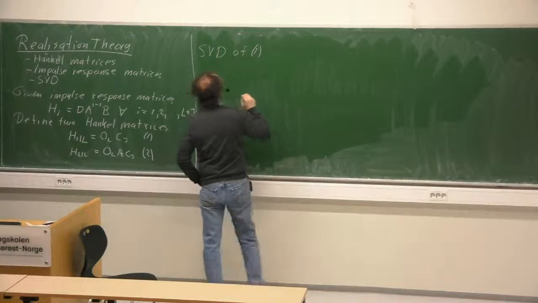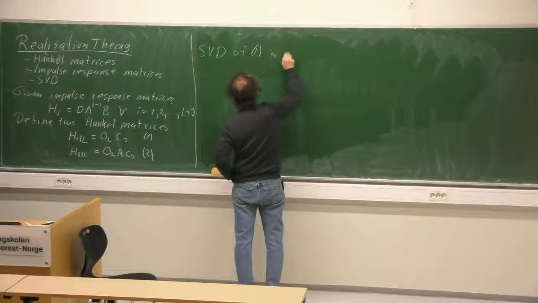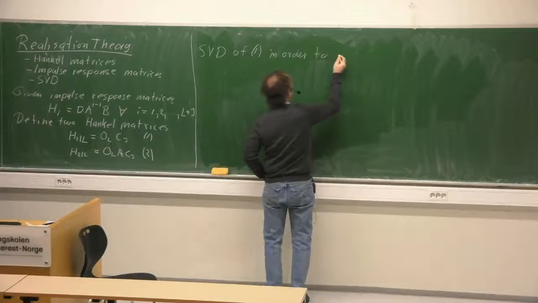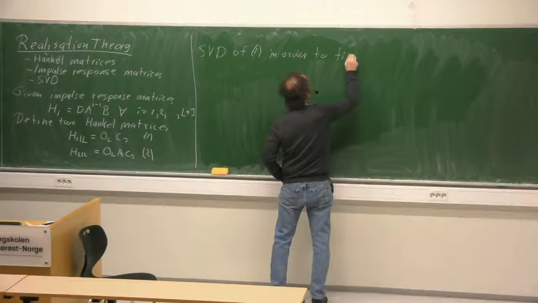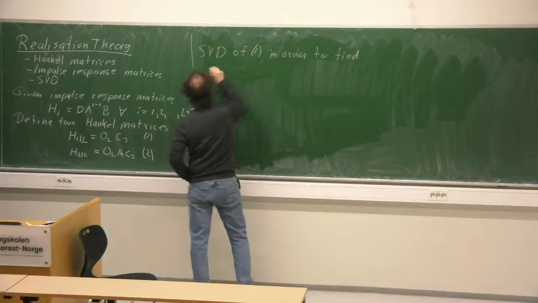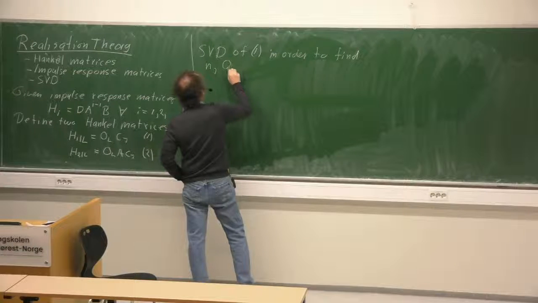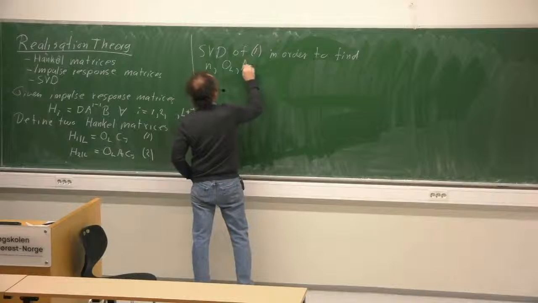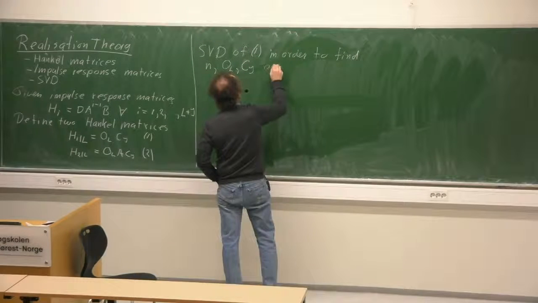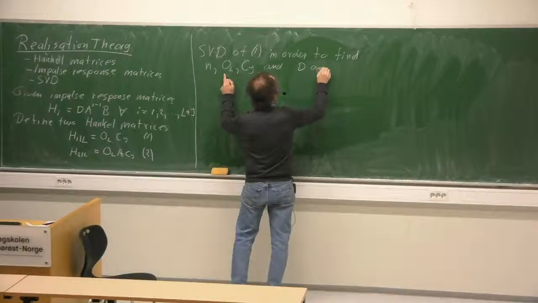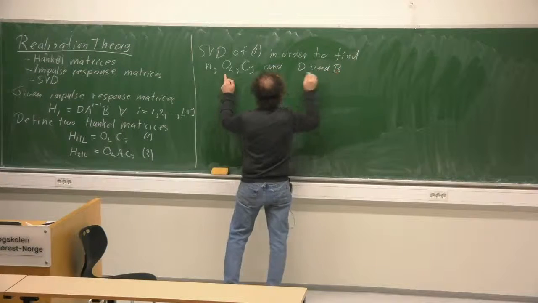Equation 1, in order to estimate or calculate the system order n, O_L, C_J, and then the D and B matrices.